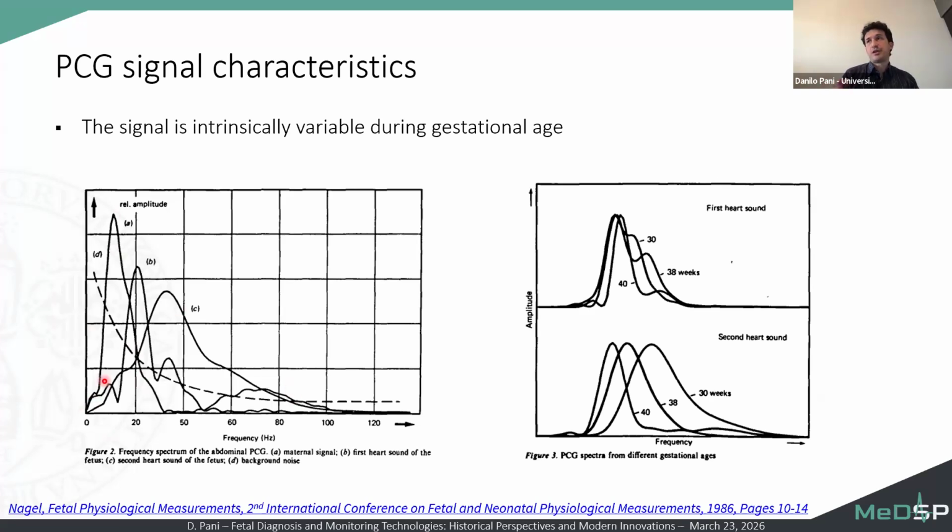And this is because during pregnancy, the baby grows and the heart rhythm decreases until the baby is born and the heartbeat decreases even more. And so you can see that according to the gestational week, the larger the gestational week, the stricter the bell-shaped waveform representing the spectrum of the PCG signal.